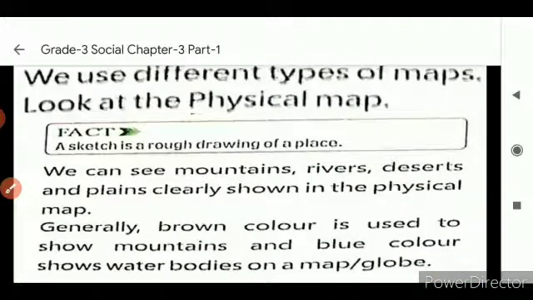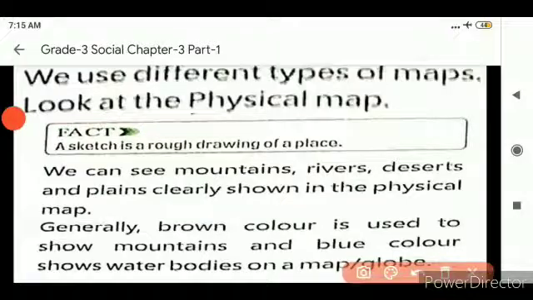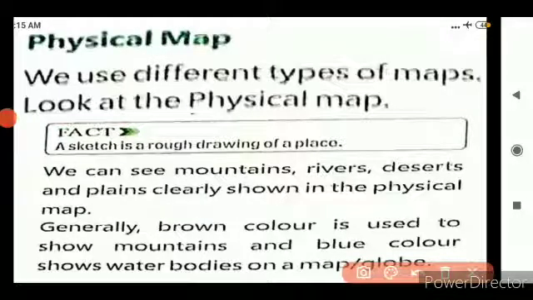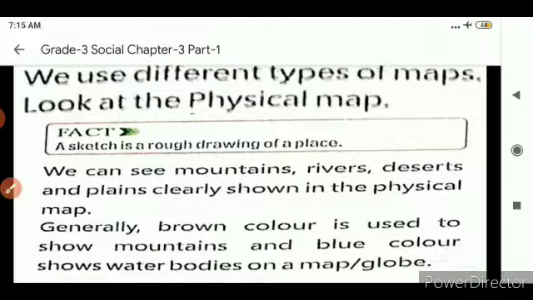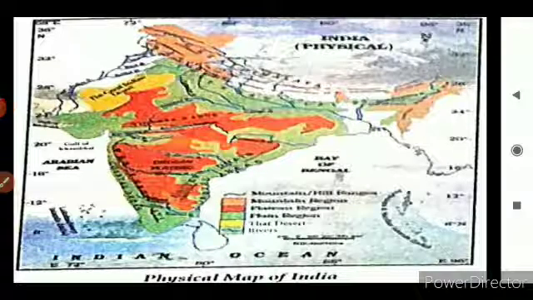Flat representation. Children, there are two types of map. What is the first one? Physical map, and the next one is political map. Shall we see the difference between them? What is the use of a physical map and what is the use of a political map? Look at the physical map. This one is the physical map, children. You can see different colors, no? Many colors such as brown, green, blue, yellow and orange.